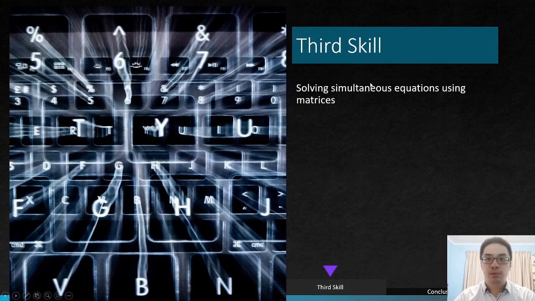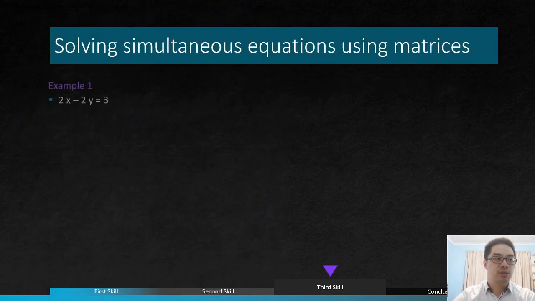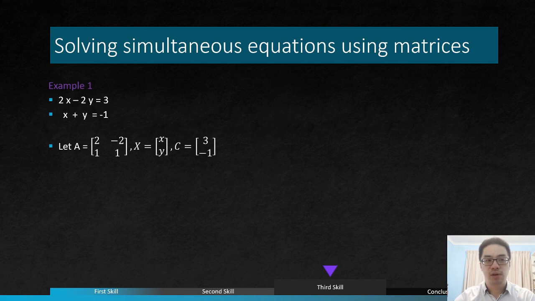First skill, solving simultaneous equations using matrices. So example 1, if I've got 2x minus 2y equals 3 and x plus y equals -1, you need to convert them to matrices first. So the numbers in here go in a matrix. We'll call that matrix A.